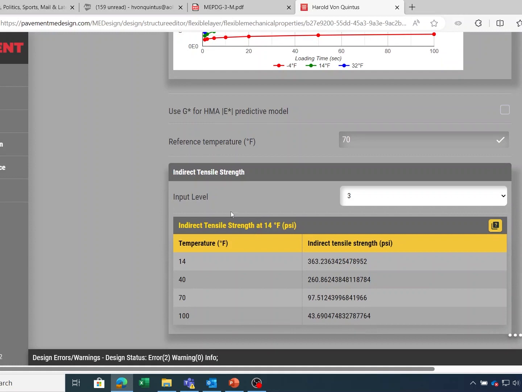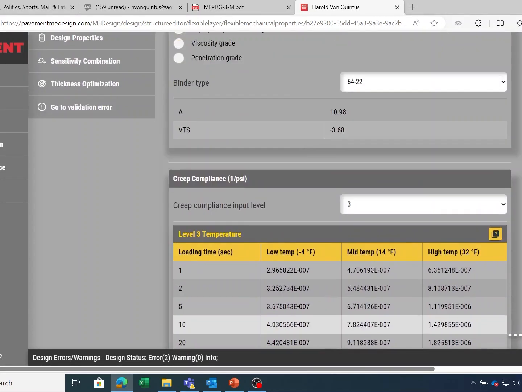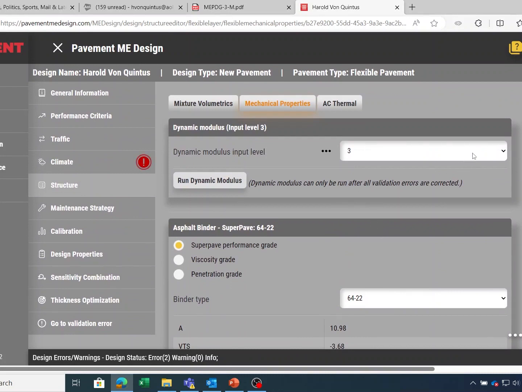and then the indirect tensile strength, input level 3. Again, using input level 3, the indirect tensile strength as a function of temperature is calculated internally within the program itself. So now let's go to input level 2.